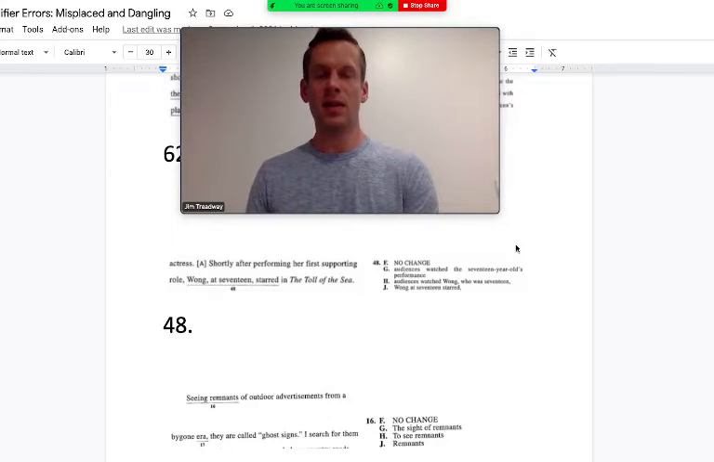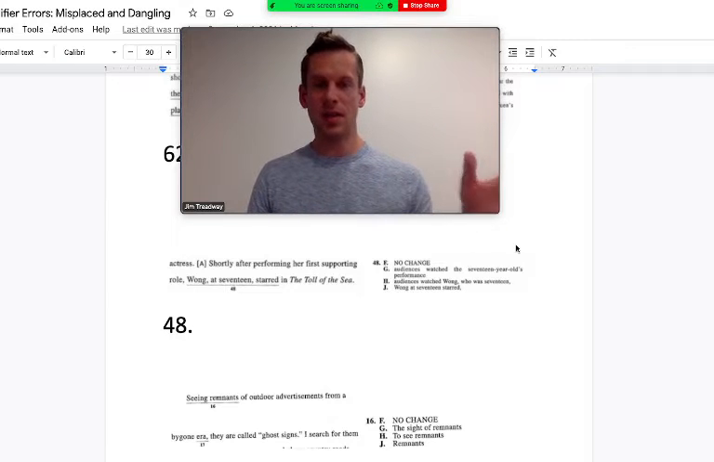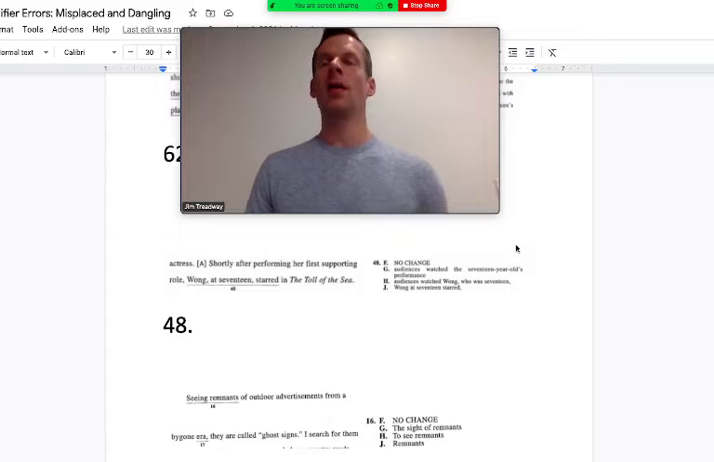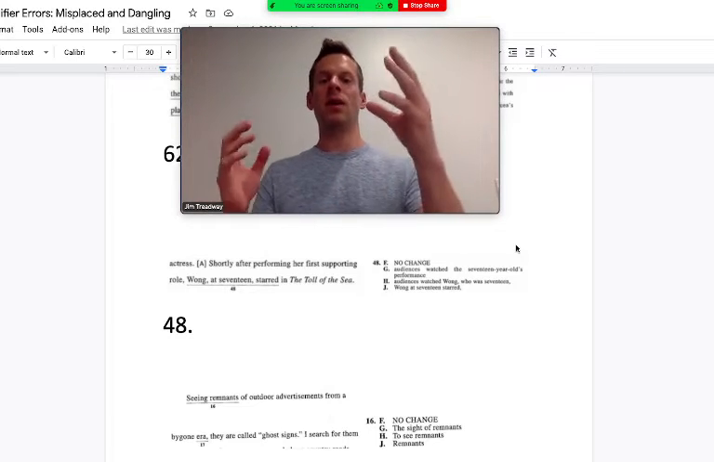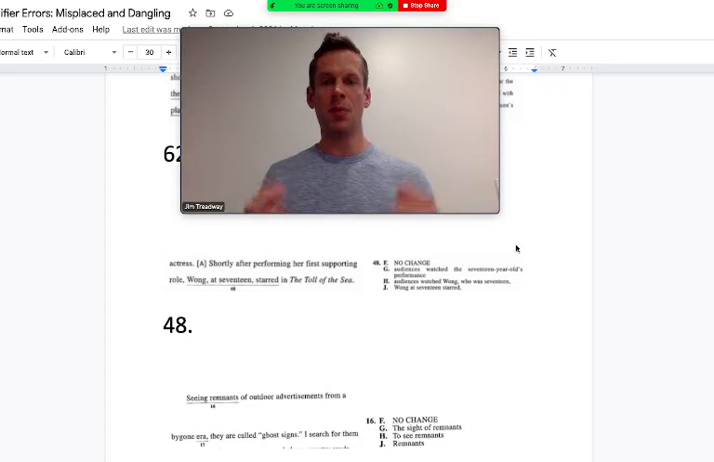Golden rule with modifiers. Well, let's start with what a modifier is. A modifier describes something, therefore it modifies it. Is it an apple or a red apple or a yellow apple? Red and yellow are modifiers of the word apple. They describe the word apple.